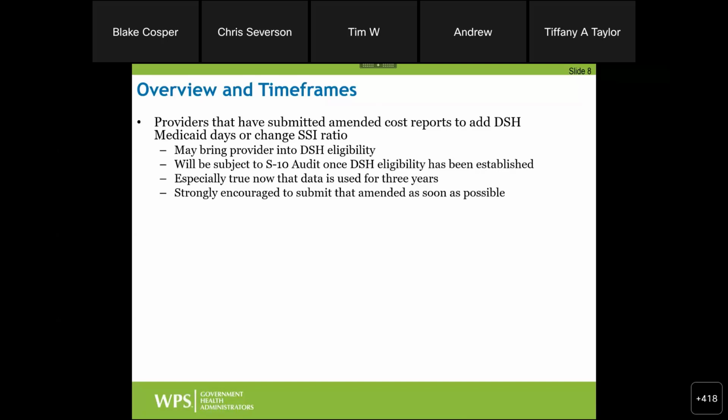So what I would say is I'd strongly encourage providers to submit that amended cost report for the Medicaid days as soon as possible so we don't run into a time crunch, which hurts both the provider and the auditor, obviously. The more time we have, the more flexibility on both parts, the more flexibility we have for extensions, things like that. So that's what I'll say on the amended time frame.